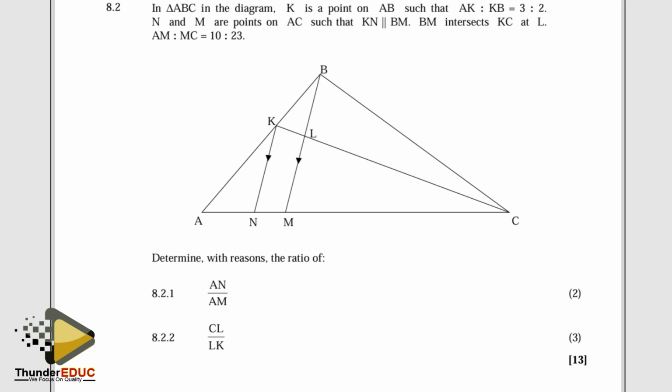Okay, so in the diagram, there's a triangle. There's a point on that, and that's such that AK to KB is 3 is to 2. N and M are points on A such that we have lines that are parallel. Okay. AM to MC. So from here up to there is a 10, and then from here up to there is 23. Okay. Then determine with reason the ratio of AN to AM.